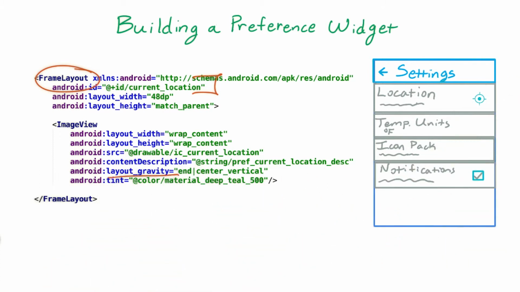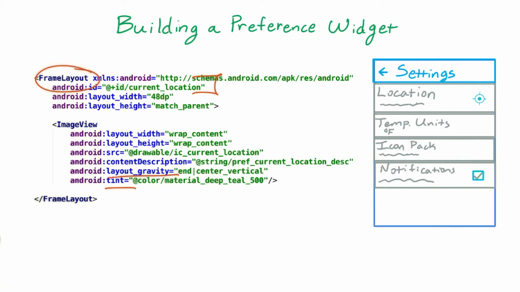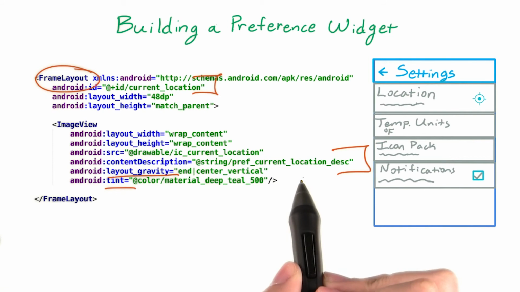You also probably want icons to match in color. So just go ahead and add a color tint in order to get the icon teal instead of black. And finally, don't forget your content description. You'll need to write the string in strings.xml so that it could be translated, and then just reference it here.